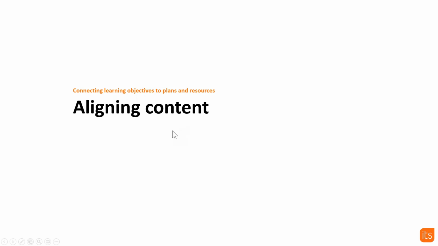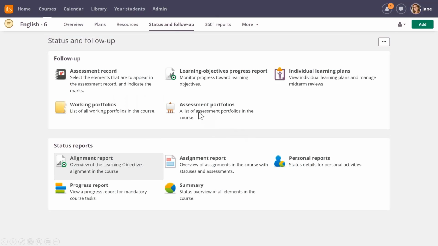Aligning content basically means connecting the learning objectives you have added to your course to content, and that can be plans, but it can also be the resources. That could be an assignment or a file or whatever. So in here, maybe let's start with the purpose. What's in it for me when you start aligning content?